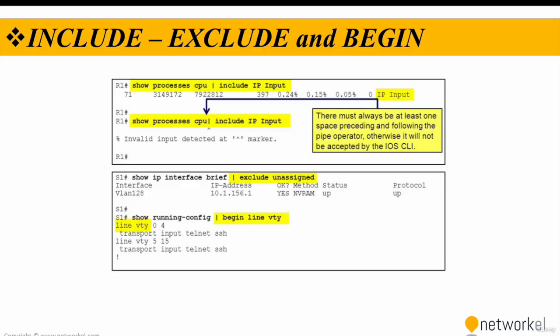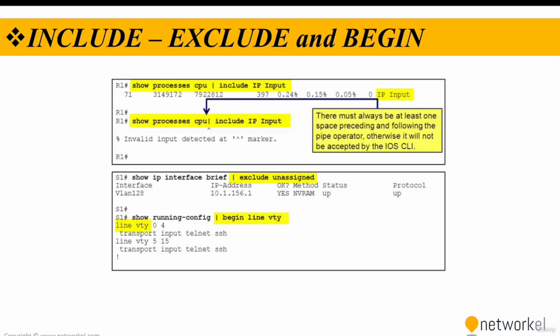And we have include, exclude, and begin. In Cisco IOS, the show command can be combined with filtering keywords such as include, exclude, and begin to refine the output. These keywords allow you to search, exclude, or start displaying output from specific points in the command results, making it easier to manage and analyze the information. For example, the include keyword filters the output to show only lines that contain a specific string, and this is useful for narrowing down the output to relevant information.